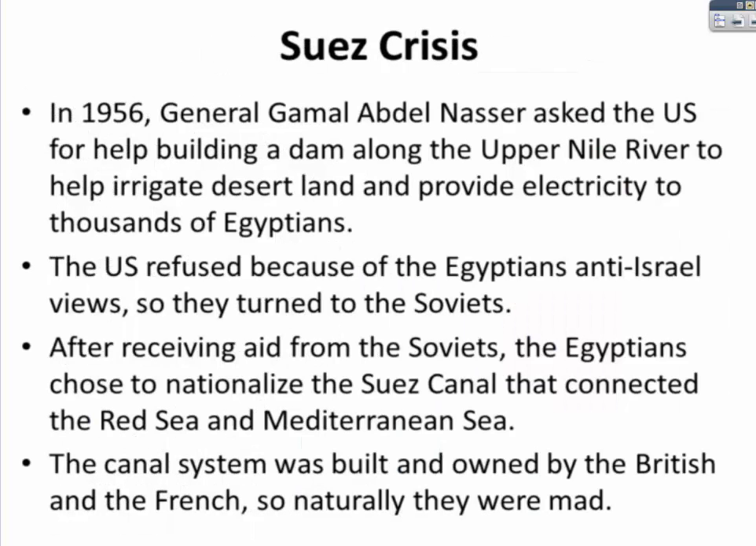The Suez Crisis. In 1956, General Gamal Abdel Nasser asked the United States for help building a dam along the Upper Nile River to help irrigate desert land and provide electricity to thousands of Egyptians. The U.S. refuses because the Egyptians had an anti-Israel view. When we refused, the Egyptians turned to the Soviet Union. After receiving aid from the Soviets, the Egyptians choose to nationalize the Suez Canal. That means that it is no longer privately owned, it is owned by the Egyptian government.